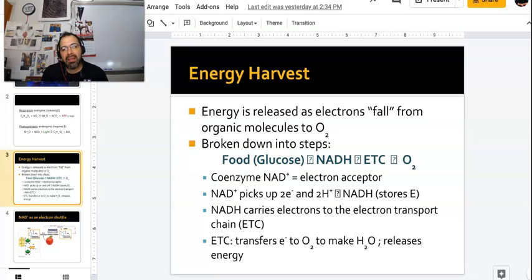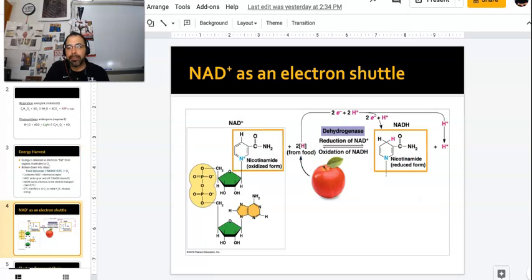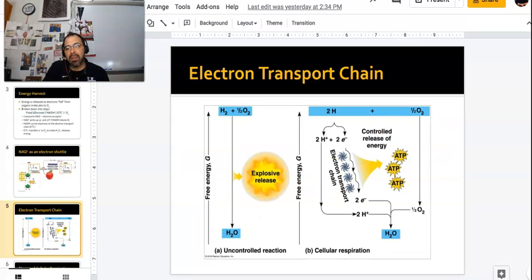So our coenzyme NAD+ is our electron acceptor, and if you remember, NAD+ picks up 2 electrons and some hydrogens, becomes NADH, and it's storing electrons. Then the NADH carries those electrons to the electron transport chain, which will transfer electrons to oxygen, make water, and release that energy. If you paid attention during photosynthesis, this idea of an electron transport chain and these carrier molecules should not be foreign. NAD+ is the electron shuttle. In photosynthesis it's NADP+, here in respiration it's NAD+. And there's our electron transport chain, which we've talked about.